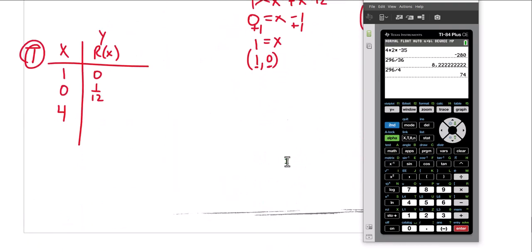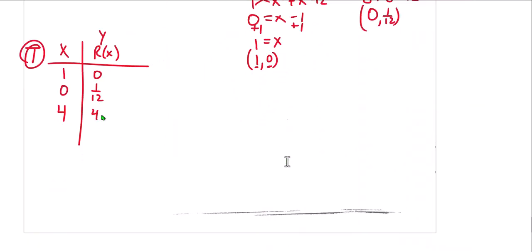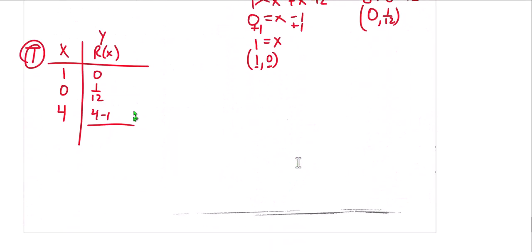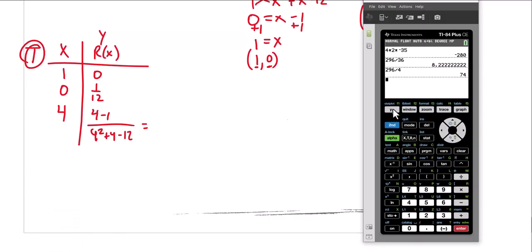By the way, there is a chance that your teacher might literally make you do all of the arithmetic out here. So x squared, so that's 4 squared plus 4 minus 12. So your teacher may make you do all of this work out by hand. But here's how I'm going to do it. I'm going to make a table here.